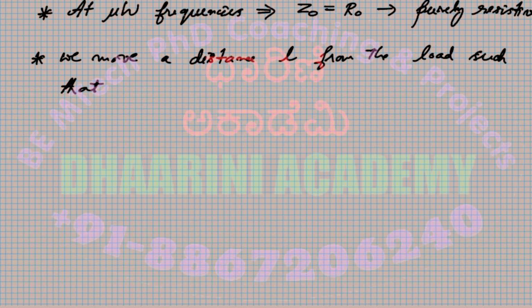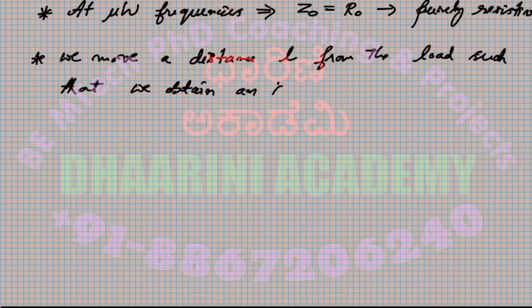such that we obtain an impedance that is equal to the same R naught plus some j times X on the line. So till here it's fine. I understood that this should be the length.